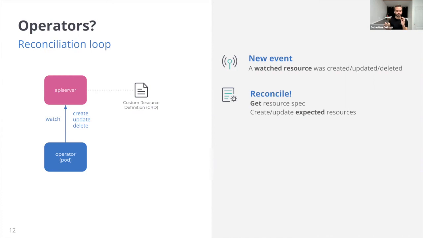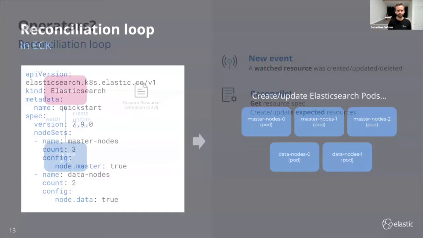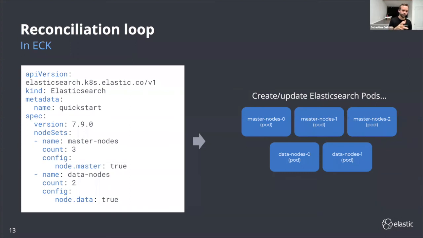The idea is that whenever the operator receives a new notification, it will retrieve the specification of the Elasticsearch cluster. And it's going to make sure it creates or updates any expected Kubernetes resource for that cluster to be created successfully. So for example, if we take this cluster on the left with 3 master nodes and 2 data nodes, once the operator retrieves this YAML file, it needs to ensure that there's going to be 3 pods for the master nodes and 2 pods for the data nodes.